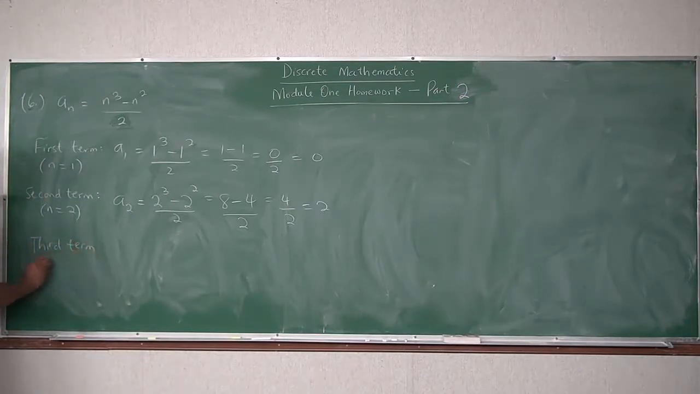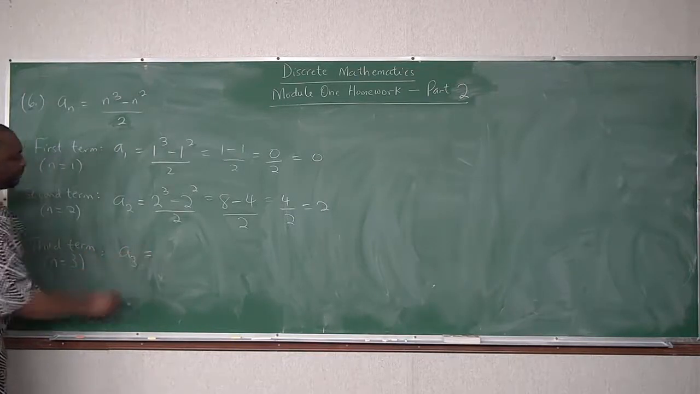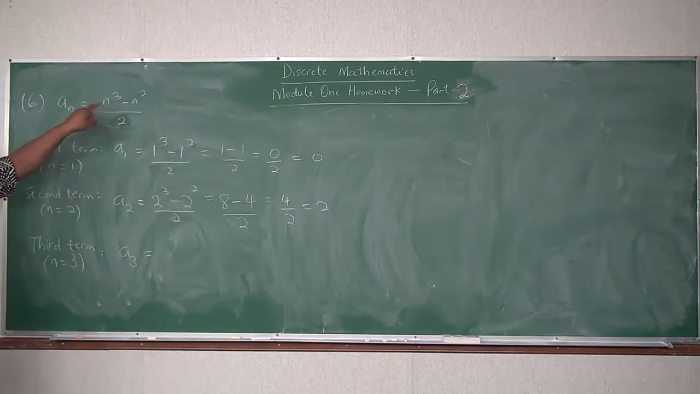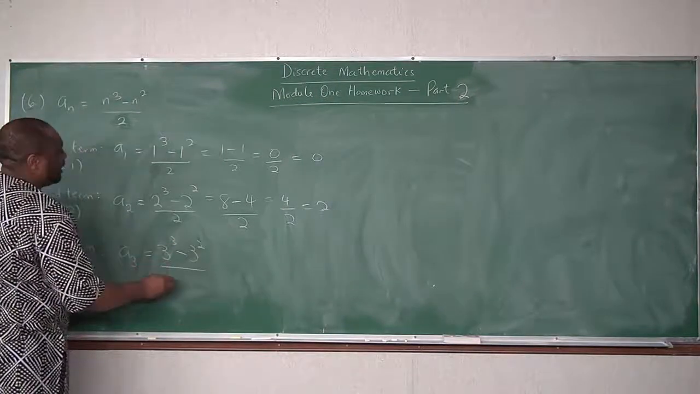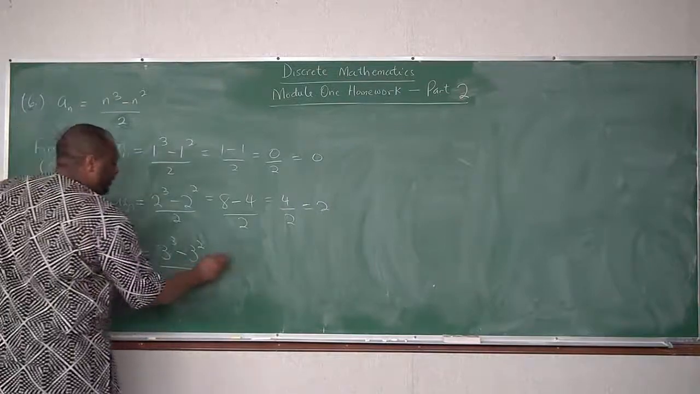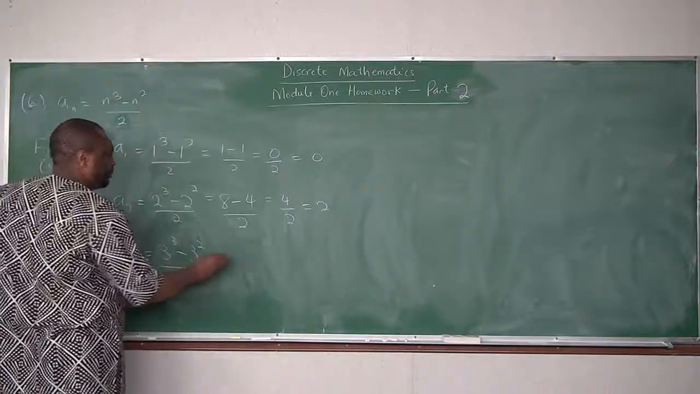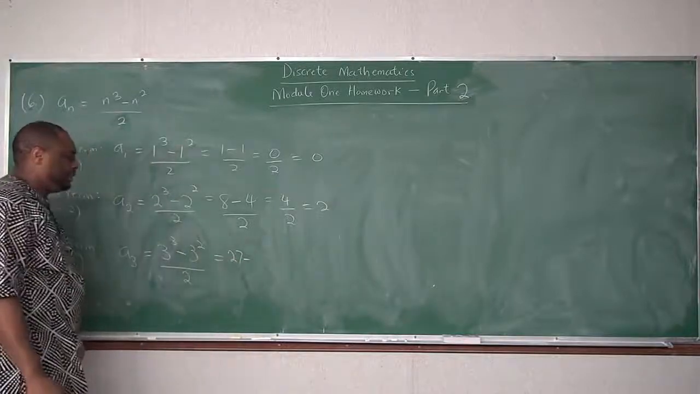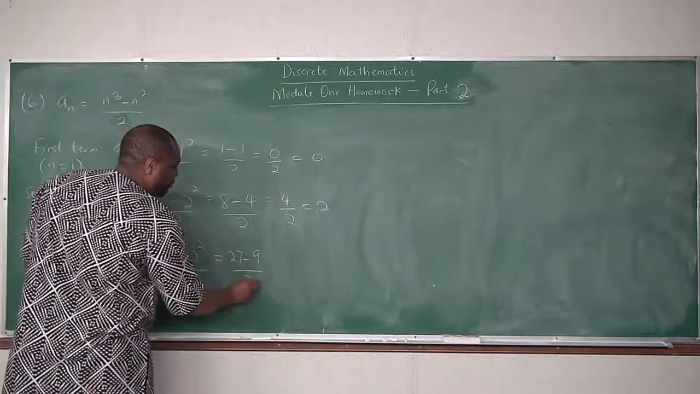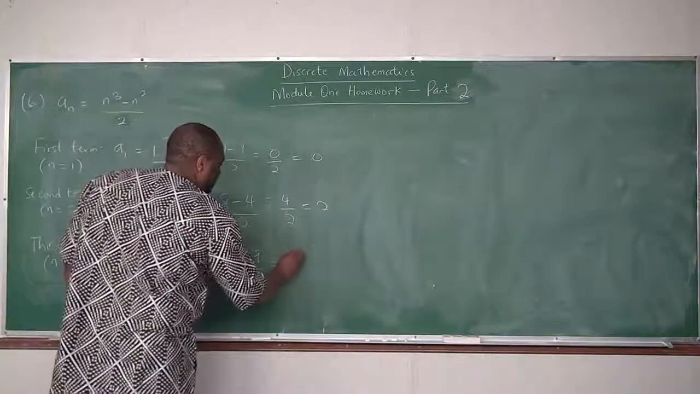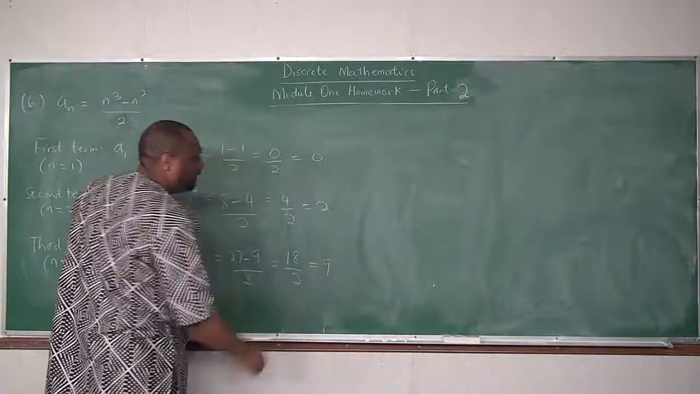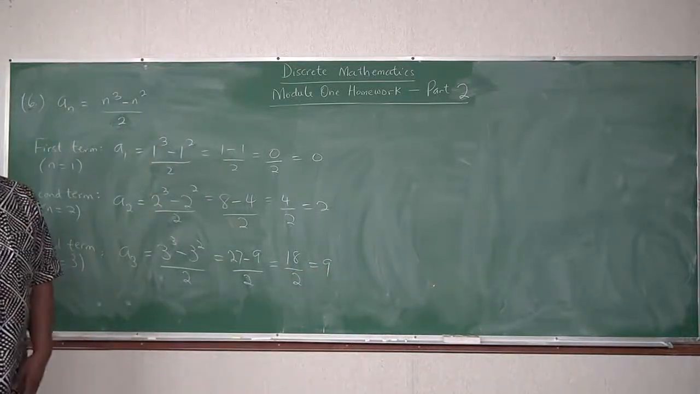The third term is n equal to 3, and this is a subscript 3. Anywhere we see n in the formula, we put 3. So this is (3 cubed minus 3 squared) all over 2. 3 cubed is 27, minus 3 squared is 9, divided by 2. 27 minus 9 is 18. 18 divided by 2 gives us 9.